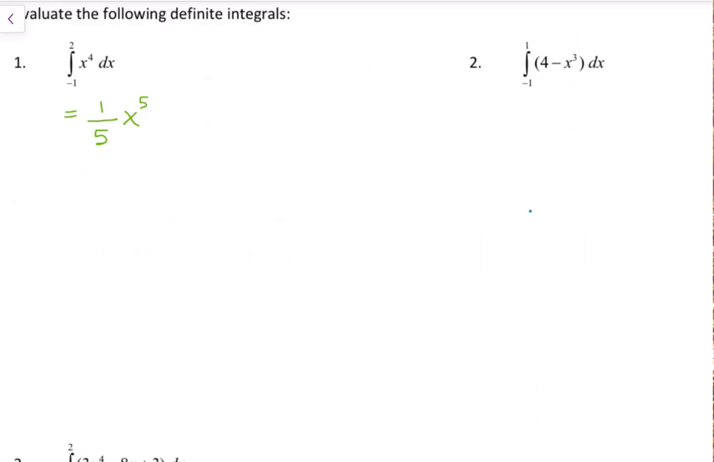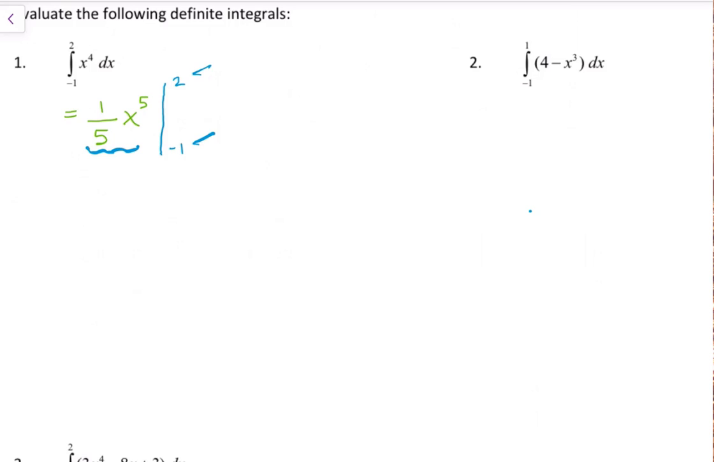Notation-wise, you put a straight line segment here, and you put the limits of integration on that line segment. What this indicates to anybody looking at it is this is the integral of x to the 4th, and now we want to evaluate it with these limits of integration. So those should be there on this step.